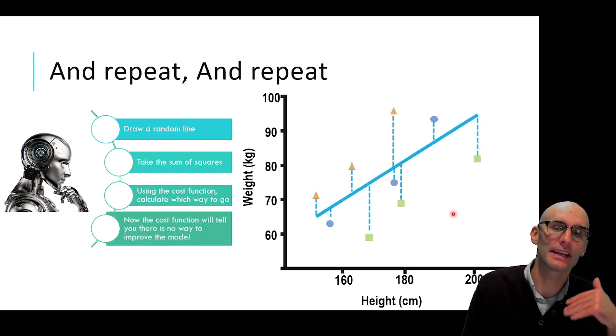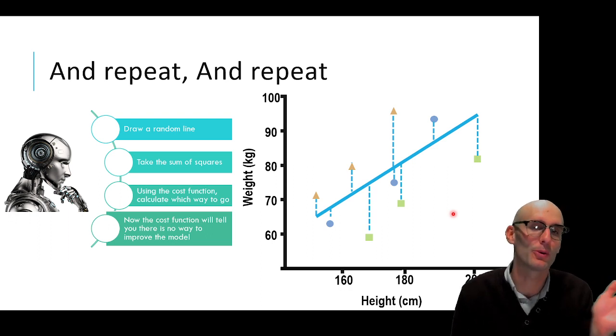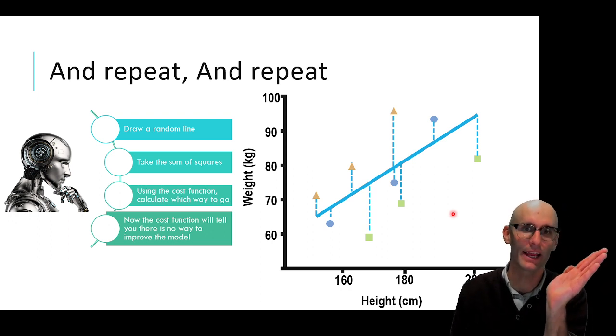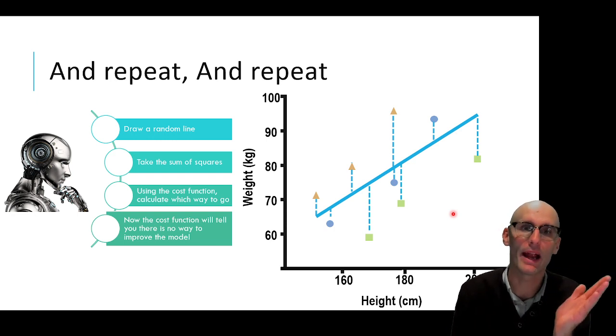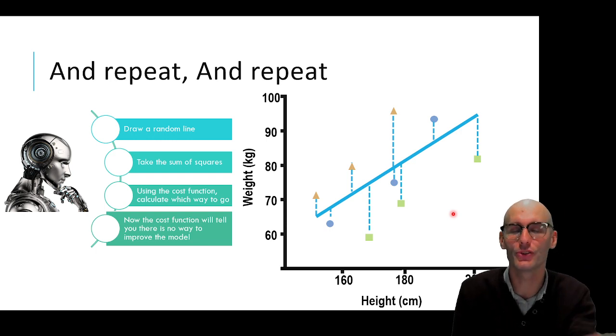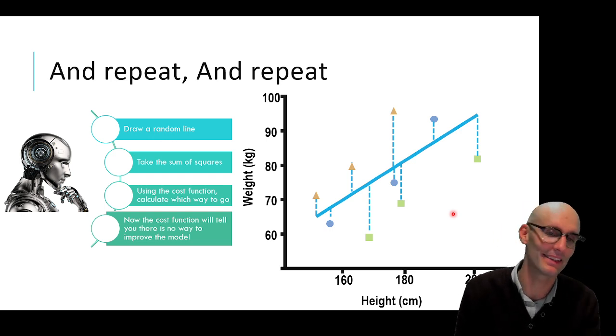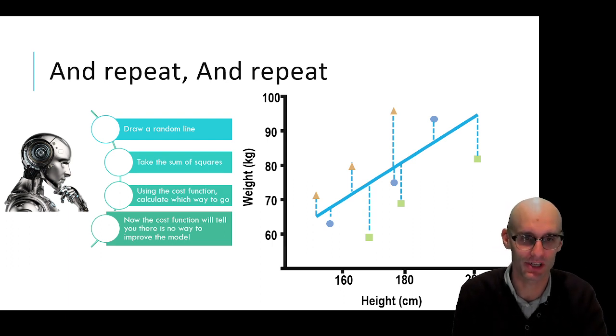Now, eventually, it's going to get to a place where there is no way to improve the model. The line's going to go, okay, hang on, let me calculate which way should I go. There's no way to go to improve the model. I've actually improved the model as much as I can using the tools that I've got, so that's as good as I can get. This is how AI would build a linear regression.